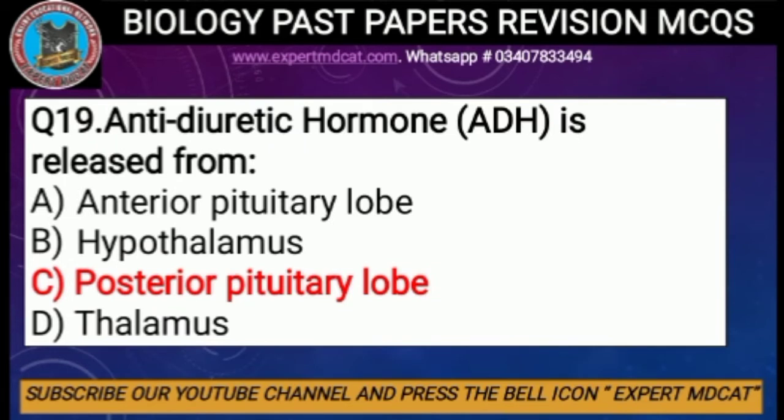Question number 19 is, antidiuretic hormone, abbreviated as ADH, is released from. Options are: A, anterior pituitary lobe; B, hypothalamus; C, posterior pituitary lobe; and D, thalamus. So the correct option is posterior pituitary lobe. Actually, ADH, which is also called vasopressin, is produced in the part of the brain called the hypothalamus, and it is then released by the posterior pituitary gland at the base of the brain. So the correct option is C, posterior pituitary lobe.